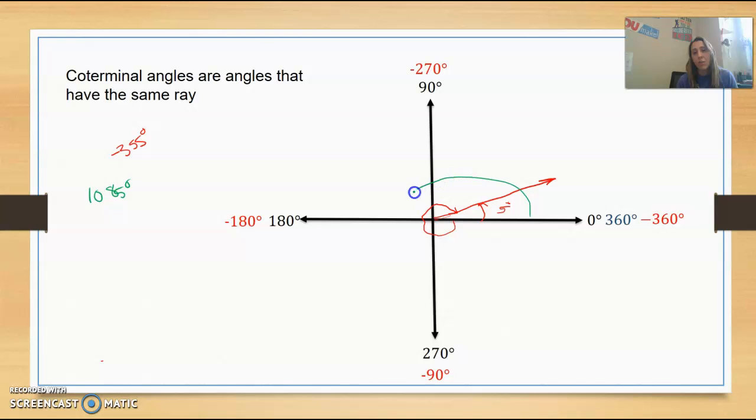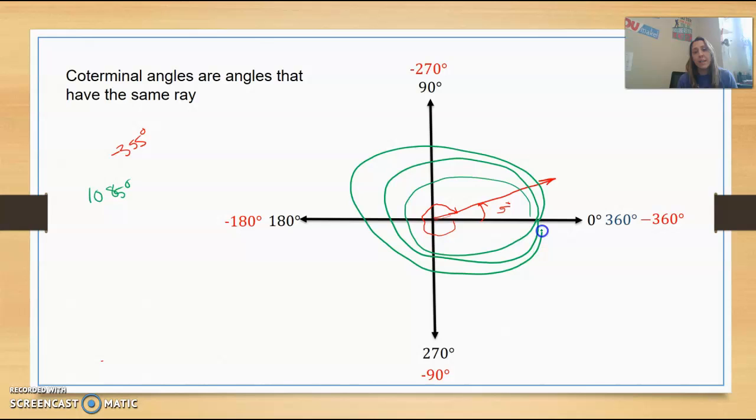If I go all the way around, I'm at 360, all the way around again, I'm at 720, all the way around again. This right here is 1080. If I go up 5 more degrees, I'm going to end on that same ray. But I went around three whole times plus a little bit. So these are all coterminal angles because they share the same ray. They all start and stop in the same place. We just might go around one direction or the other direction.